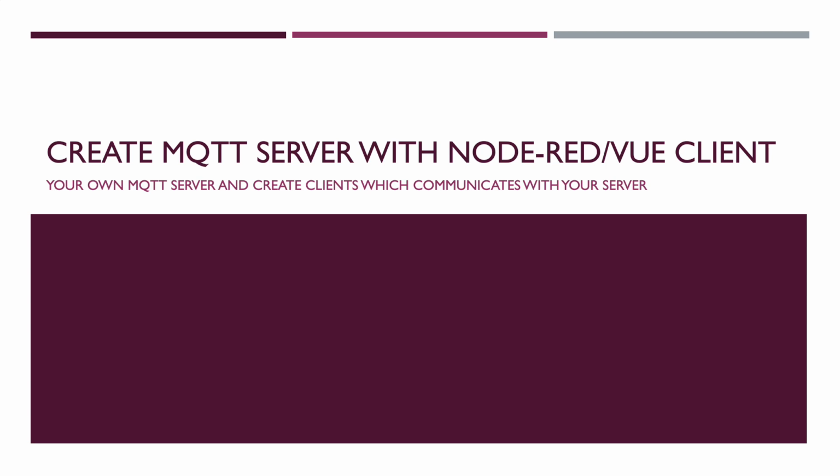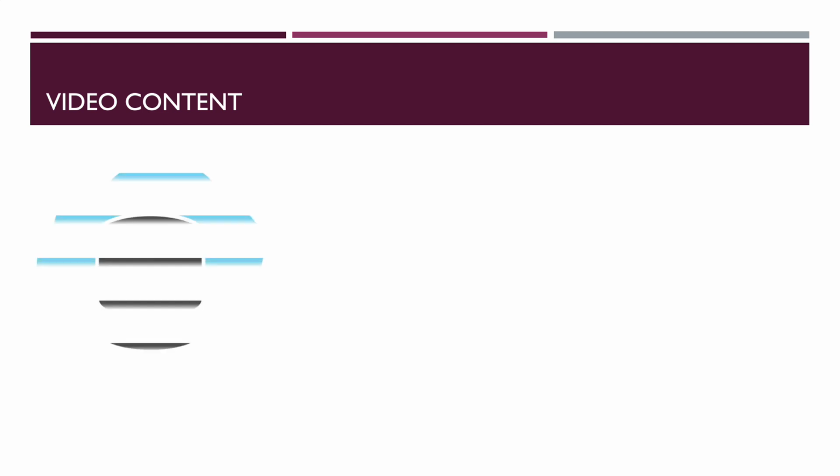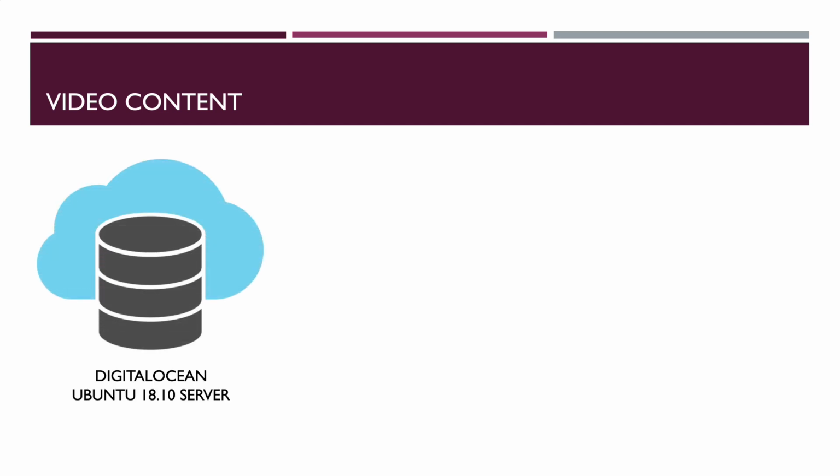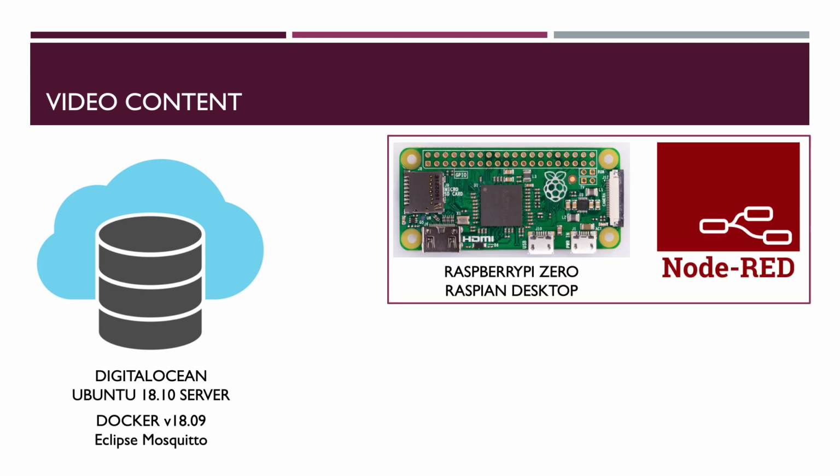In this video I will show you how to create your own MQTT server and then set up a Raspberry Pi Zero with Node-RED and a small VUE Web Client to communicate with that server. So first we will start by creating the server at DigitalOcean using Ubuntu 18.10. Install Docker and then install eclipse-mosquitto through DockerCompose.